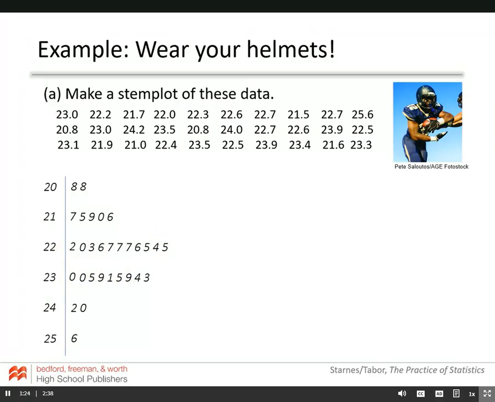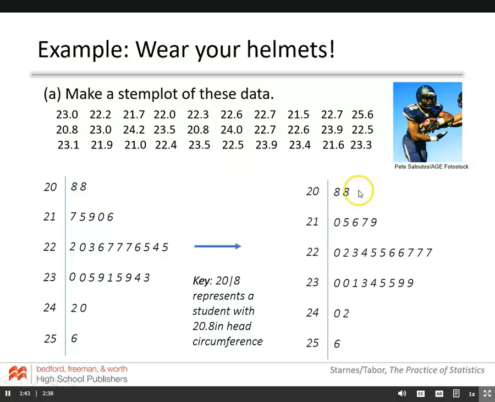What you need to do next, what's most important here, is to make a key. Without the key, you're really not sure if this represents 20.8 or 208. So 20 with the straight bar, just like in the graph, represents a student with a 20.8-inch head circumference. What often you'll see is an ordered stem and leaf plot, so you can go ahead and order the leaves if you'd like, so then they're going chronological. And you still keep the same key.